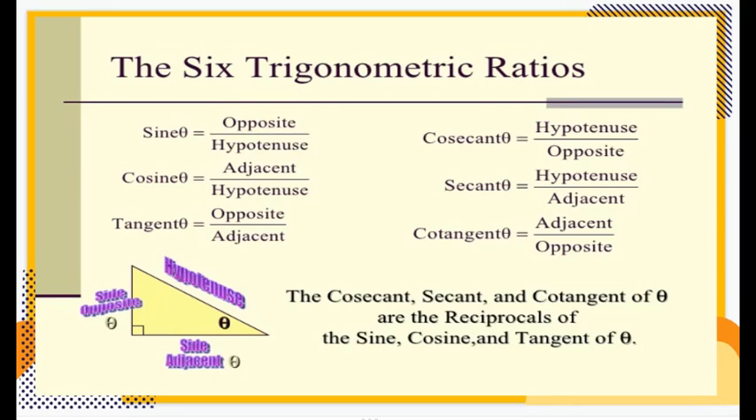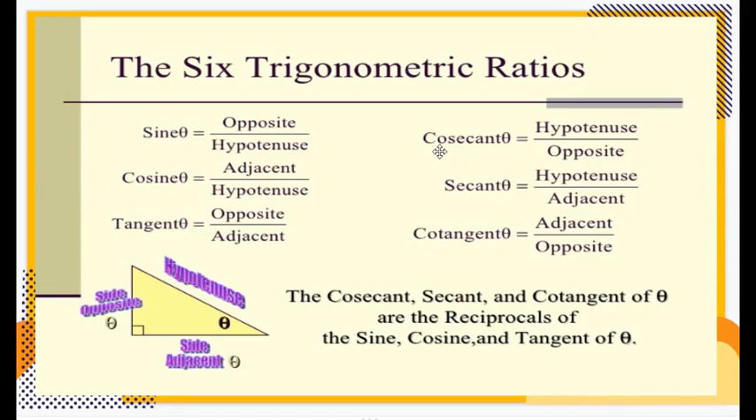The 3 other trigonometric ratios are called cosecant theta, secant theta, and cotangent theta. These 3 other trigonometric ratios are the reciprocals of sine theta, cosine theta, and tangent theta.